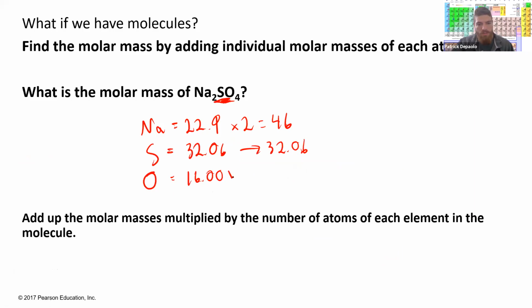So times 4 equals 64. All right. If you add all of these together, it would give you the molar mass of 1 mole of Na2SO4, and it would be around 142 grams per mole. That would be the answer. So you basically add up the molar masses multiplied by the number of atoms of each element in the molecule. That is essentially how you find molar mass.